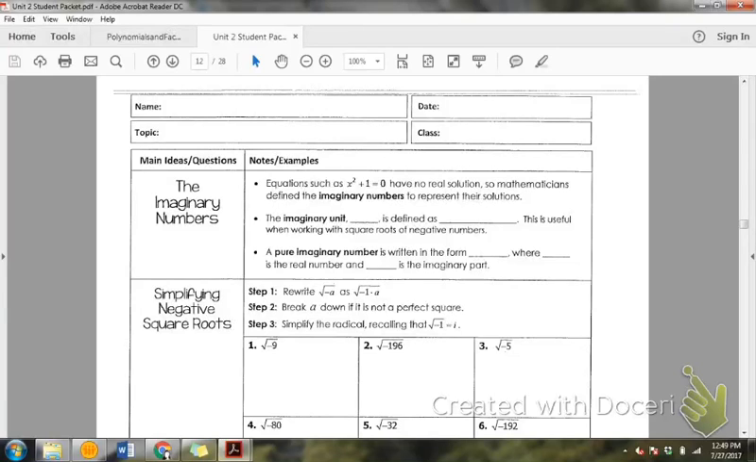All right, imaginary numbers. This is lesson 2.4. So at the top, go ahead and write 2.4 imaginary numbers.